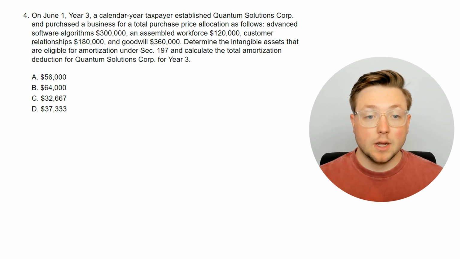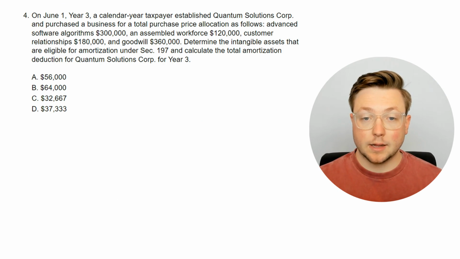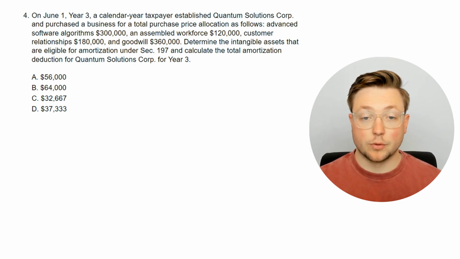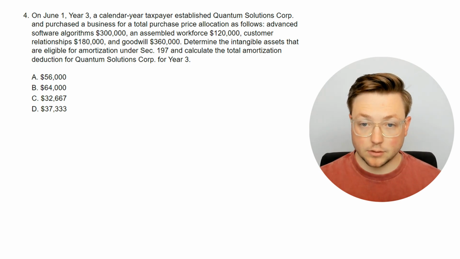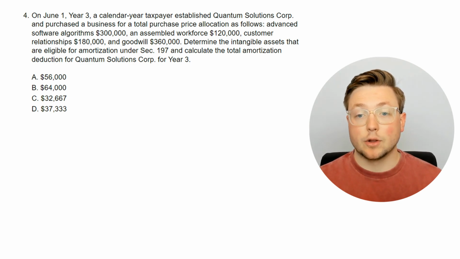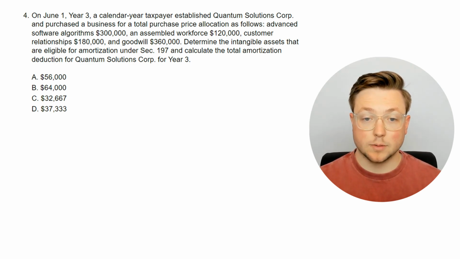Okay, here's the next question. On June 1st, year 3, a calendar year taxpayer established Quantum Solutions Corp. and purchased a business for a total purchase price allocation as follows: advanced software algorithms for $300,000, an assembled workforce for $120,000, customer relationships for $180,000, and goodwill for $360,000. We need to determine the intangible assets that are eligible for amortization under Section 197 and calculate the total amortization deduction for Quantum Solutions Corp.